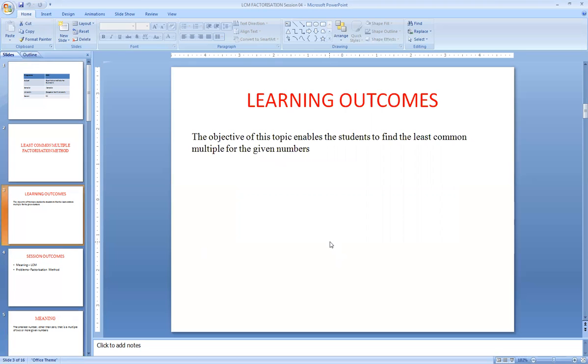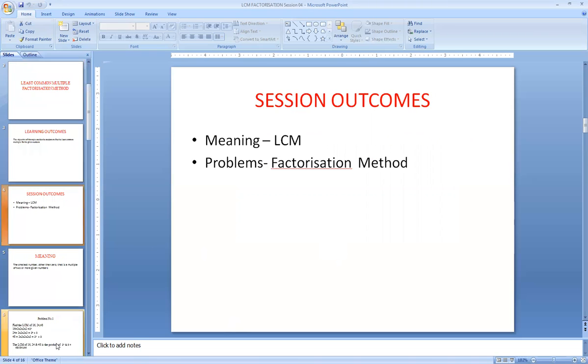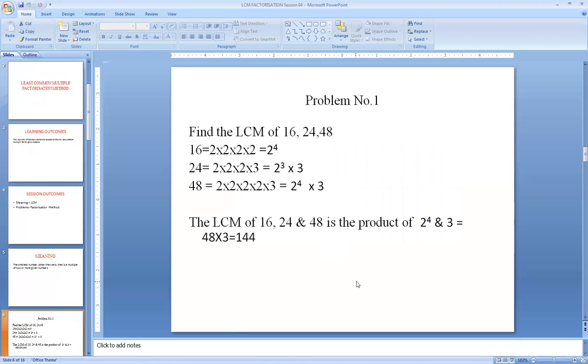In this session, we are going to teach students to find the least common multiple for the given numbers under the factorization method. Let us see this problem, how to calculate the LCM under the factorization method. Factors means, for a given number, all the numbers which can divide it without leaving a remainder. They are called the factors.